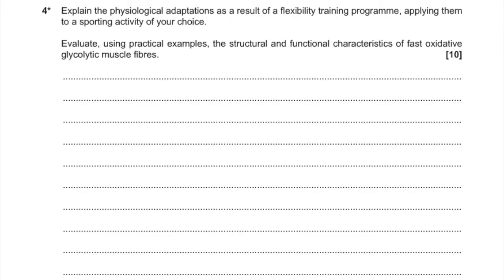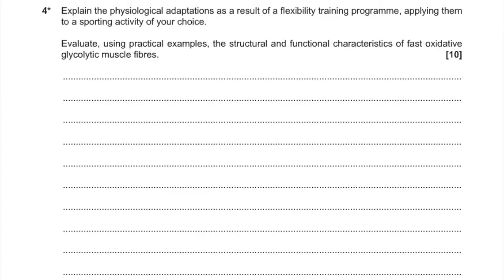And then if we move on to the second one, evaluate using practical examples the structural and functional characteristics of a fast twitch muscle fibre. I'd recommend making sure we give both structural and functional, so we cover both bases and answer all of the question. So clearly we could do 4 or 5 structural characteristics, but if we don't do the functional, we've not really answered the full question. So maybe 2 or 3 structurals and 2 or 3 functionals.